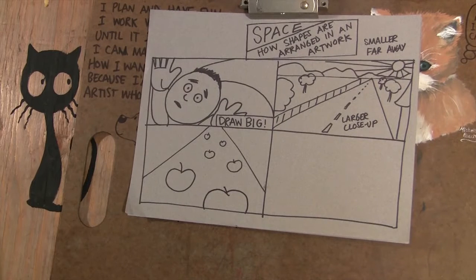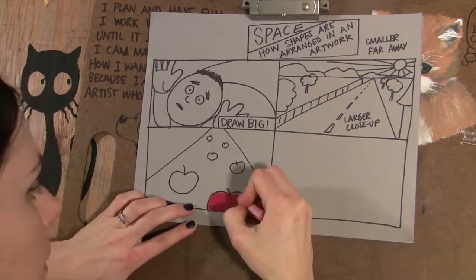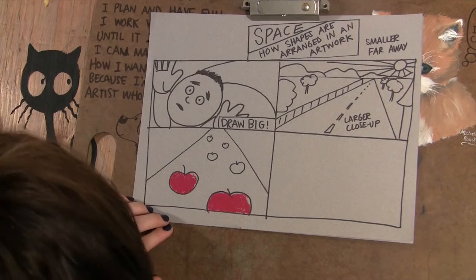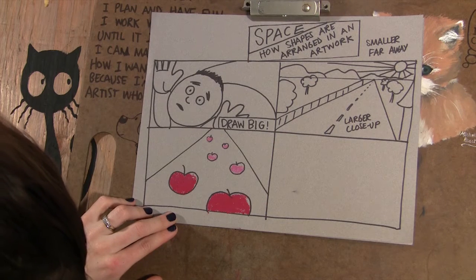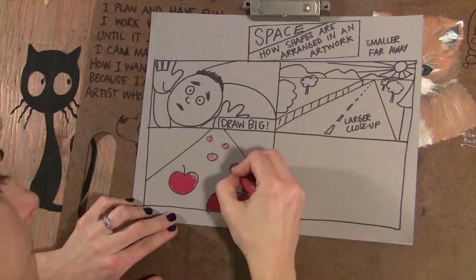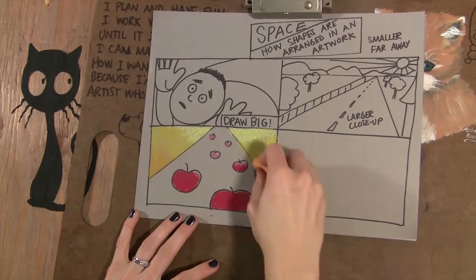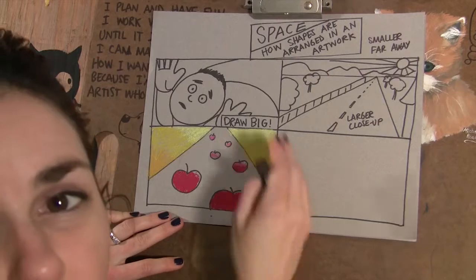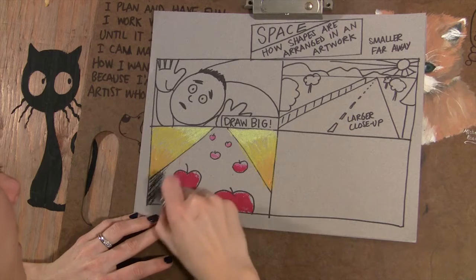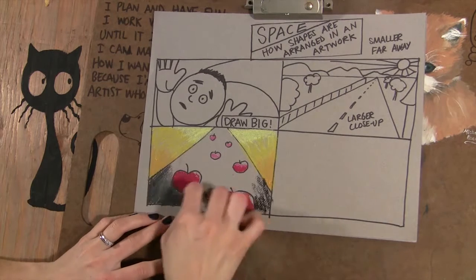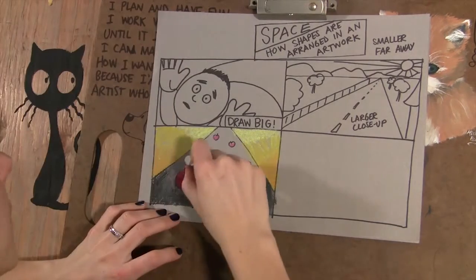But you can use colors to create a sense of space. We can use darker colors for close up and lighter colors for far away. See, the closer I'm getting, the darker I'm getting. So we'll put really dark here. That's what's fun about pastels, you can blend them really easily.